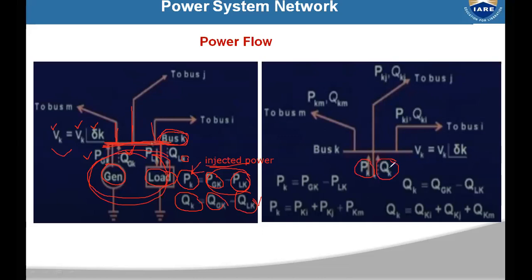So these two are the injected powers. PK is injected power, active power. QK is injected reactive power. Okay. So now this injected power will be transferred to all these three lines which are connected to that bus.